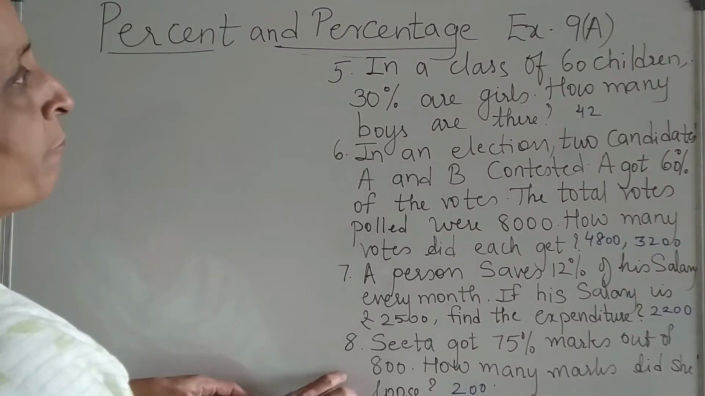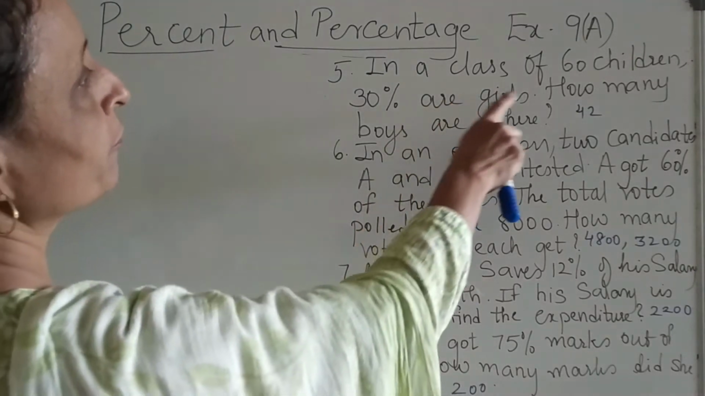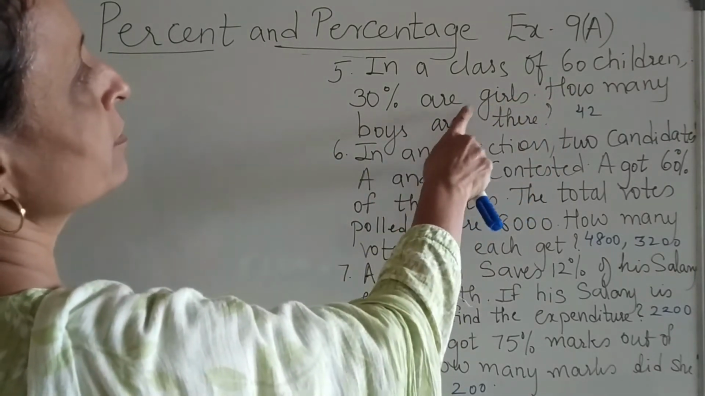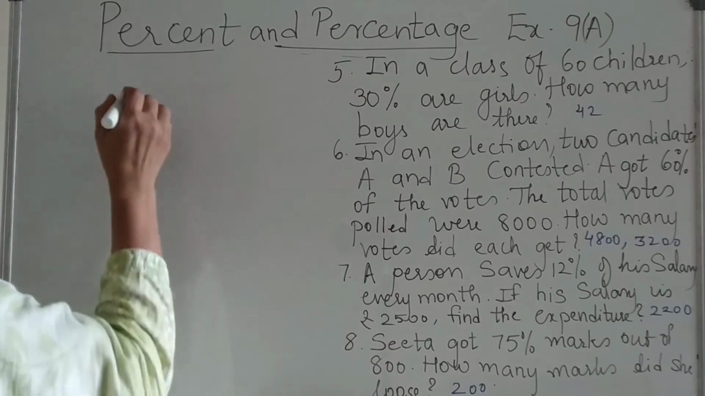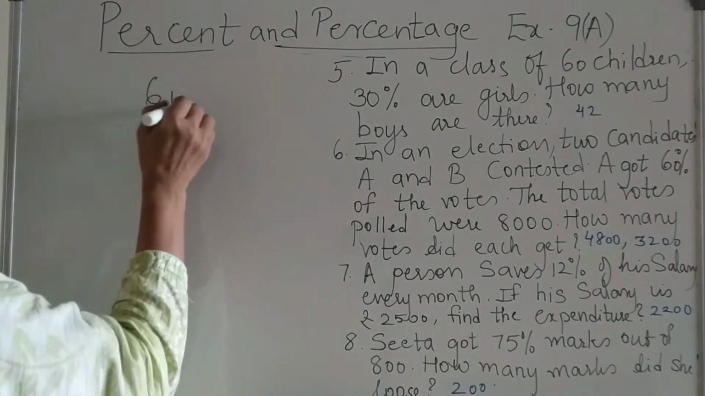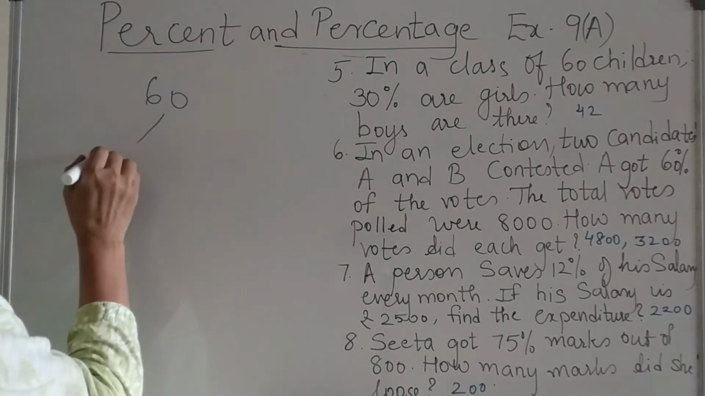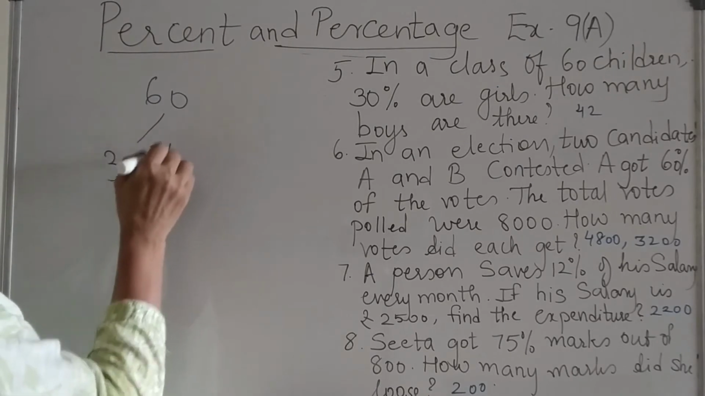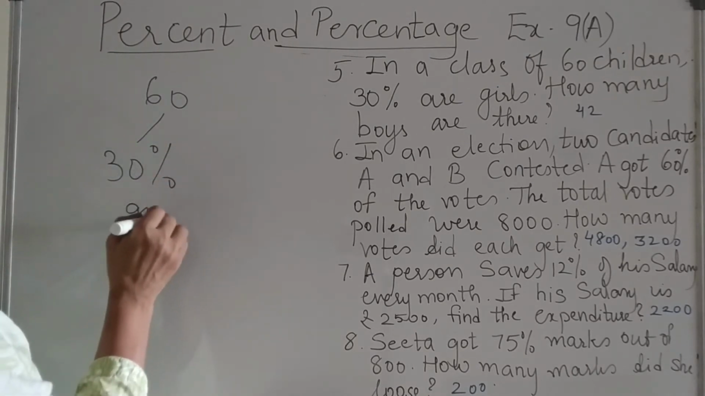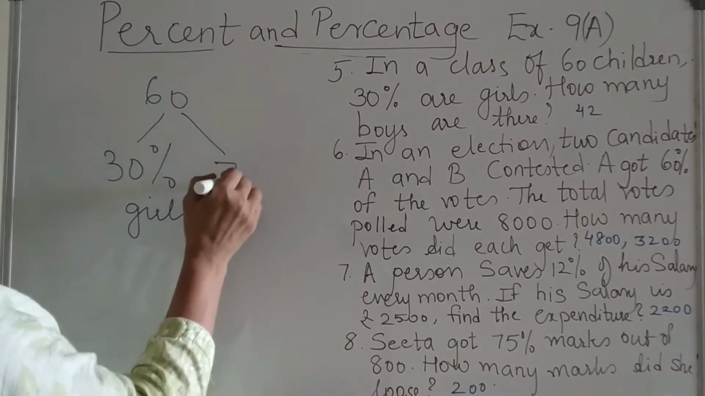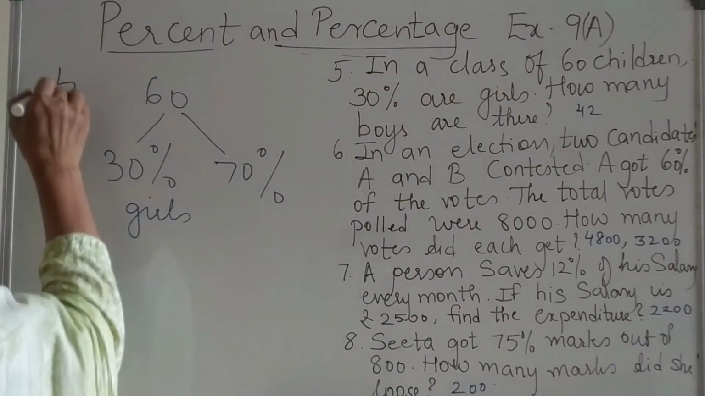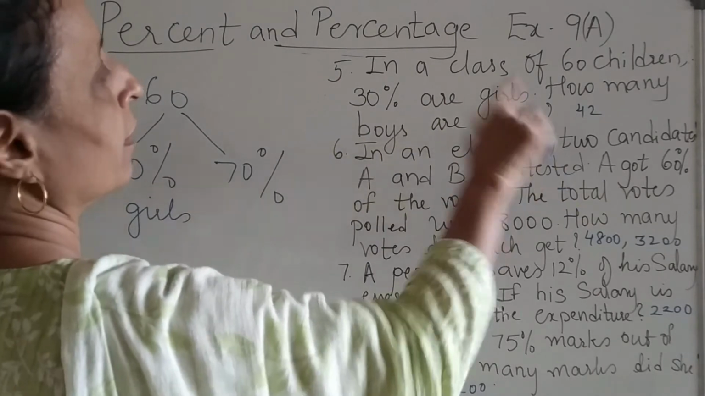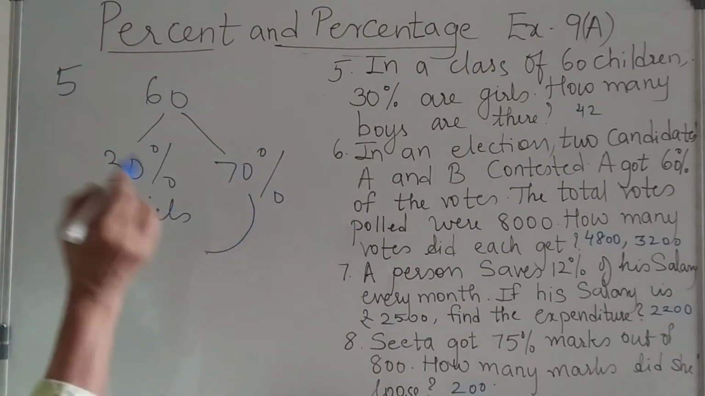Now, the fifth sum. In a class of 60 children, 30% are girls and how many boys are there? Now, number of children 60. Out of it, 30% are girls. So, naturally, boys are 70%. What is the question? How many boys are there? So you just have to find 70%.